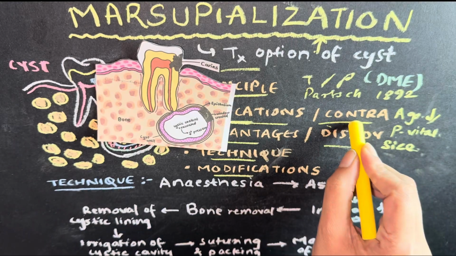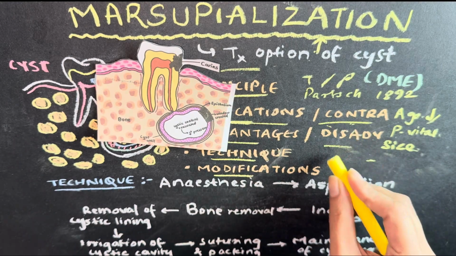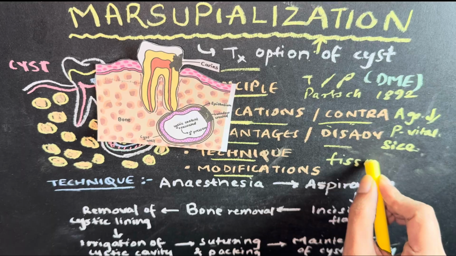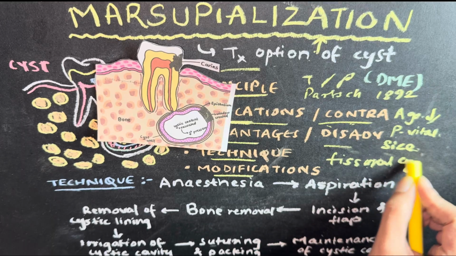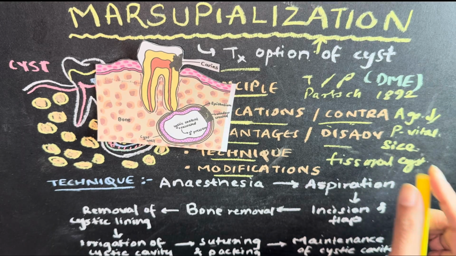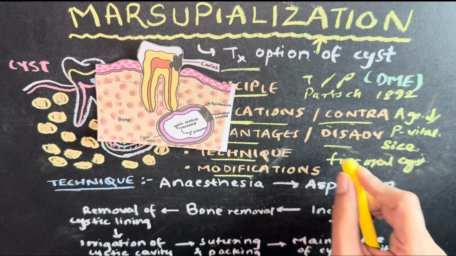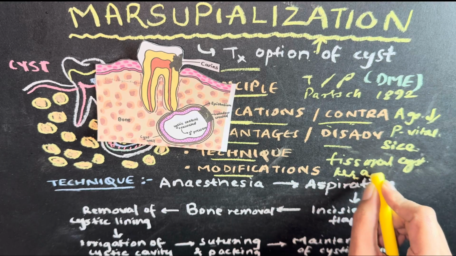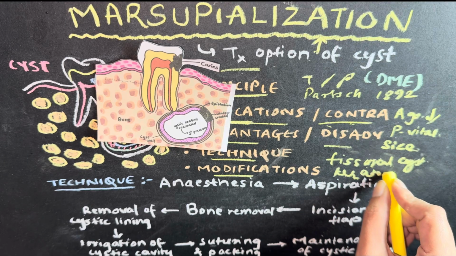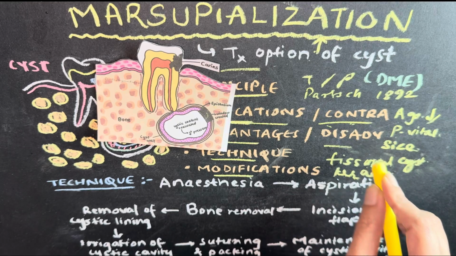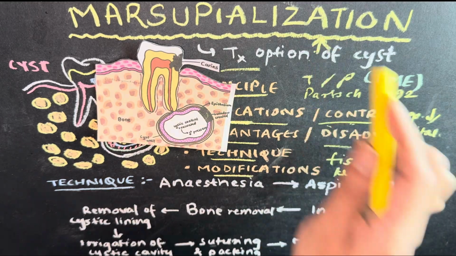Now what are the contraindications? Contraindications can be fistulous cysts. So in that case you cannot go for marsupialization. If the patient's compliance is poor, if it is a keratocyst, or if there are malignant changes in the lining, in such cases you cannot go for marsupialization.